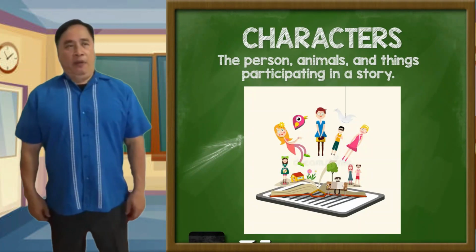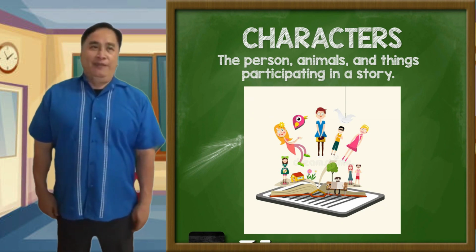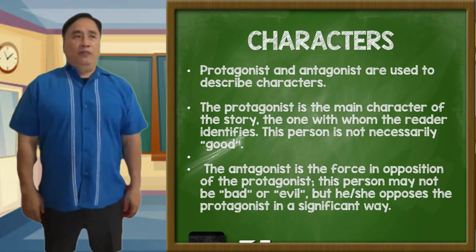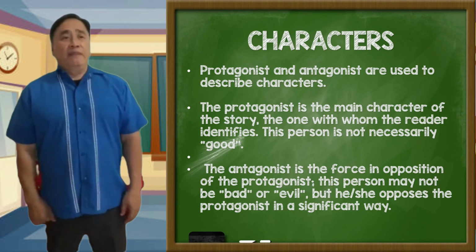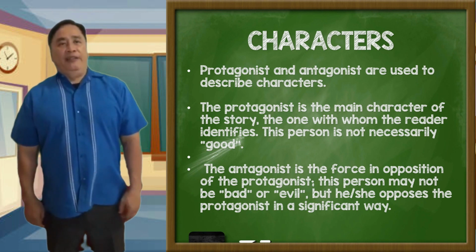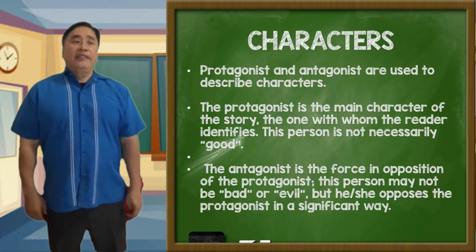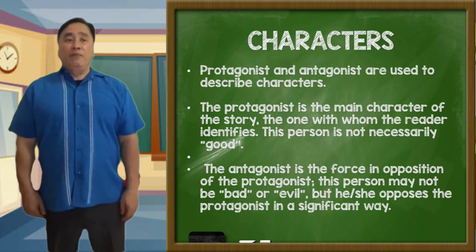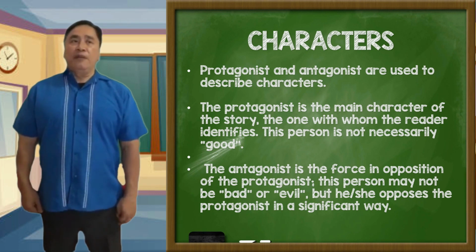Next are the characters. That is the person, animals, and things participating in a story. Mind you, my dear students, that there are two kinds of characters. The first one is the protagonist, and the second is the antagonist. The protagonist is the main character of the story, the one with whom the reader identifies. This person is not necessarily good. Second is the antagonist, the force in opposition to the protagonist. This person may not be bad or evil, but he or she opposes the protagonist in a significant way.